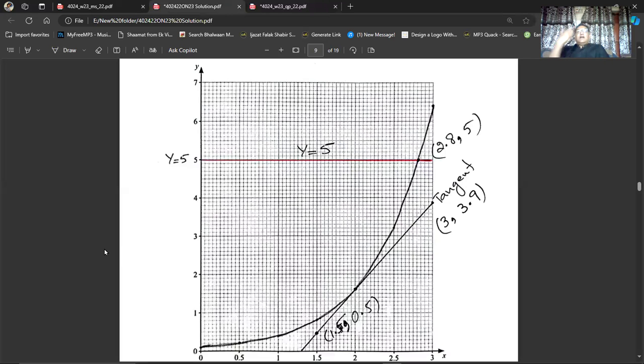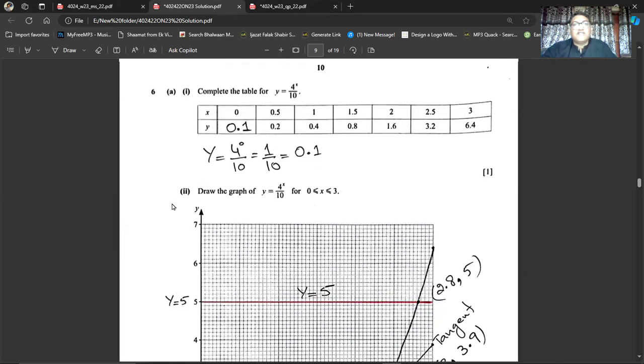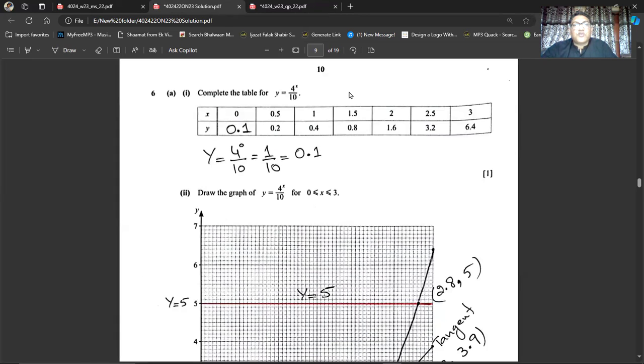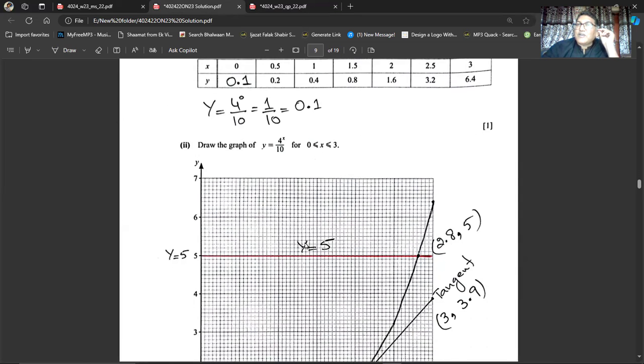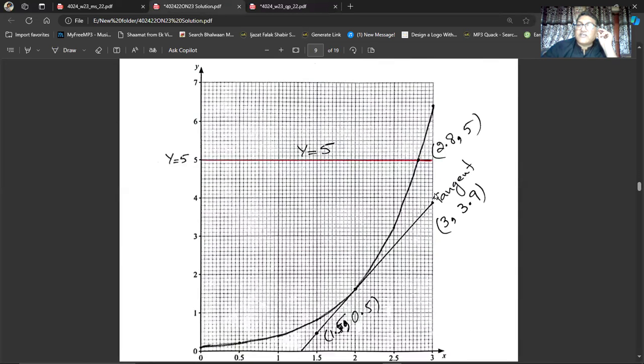So this is showing up on your screen. If you have a hard copy of this paper, you can also plot these points. Otherwise, very simple. We have plotted these points. This is the x value, this is the y coordinate, and we have plotted at 3, you have 6.4. So just join them with a curve.